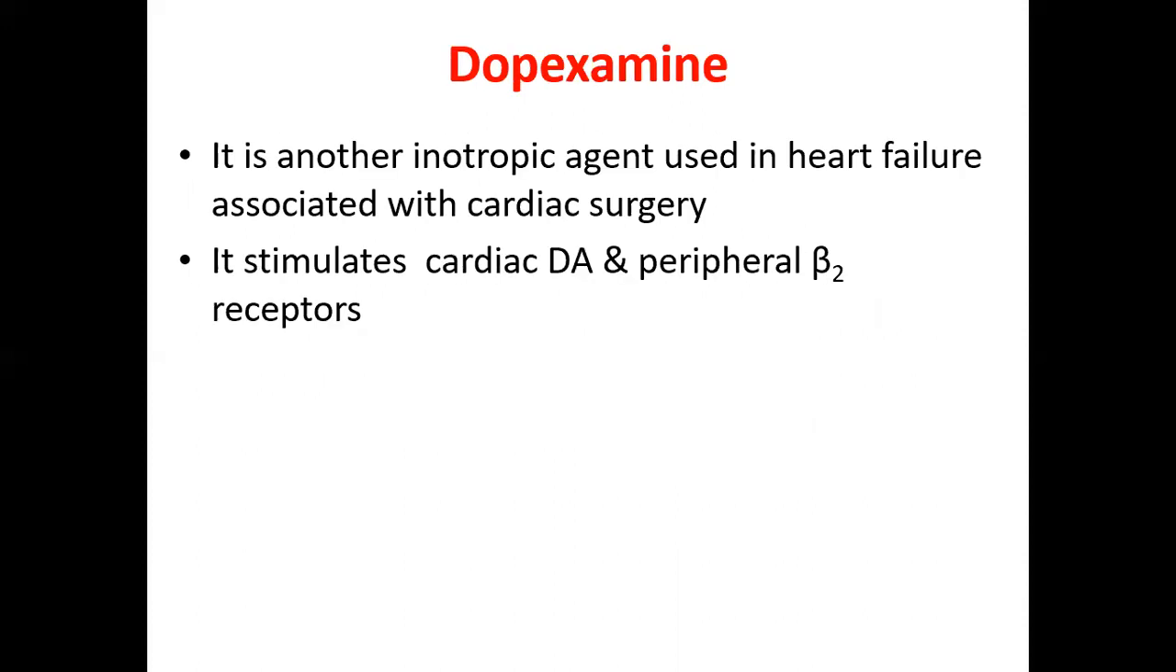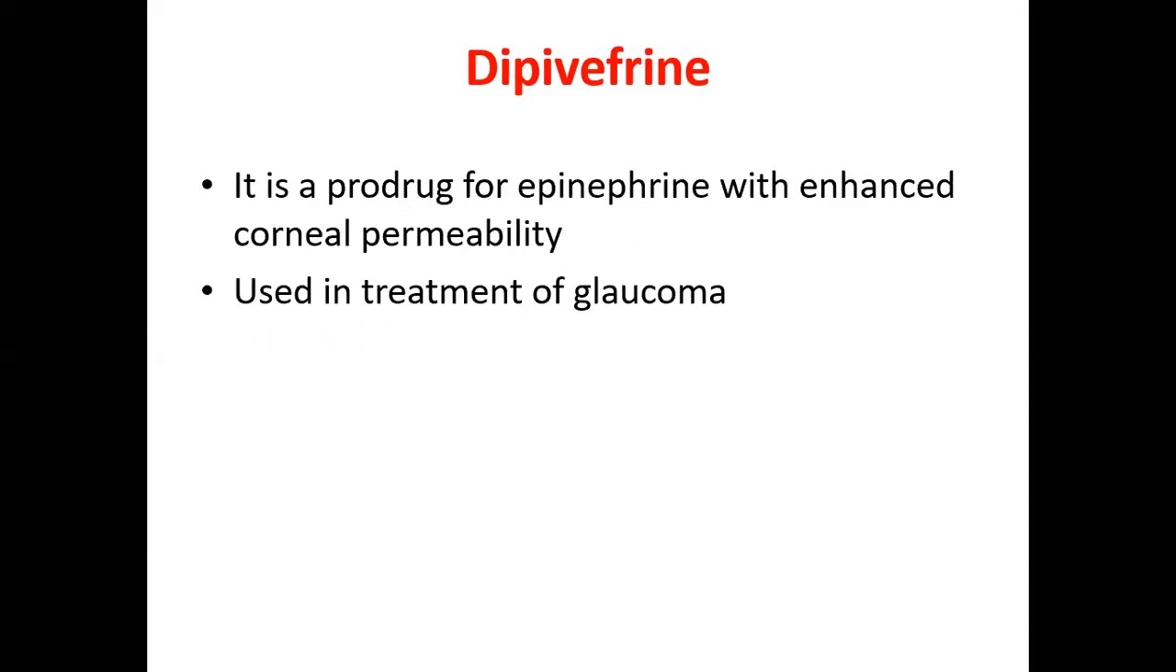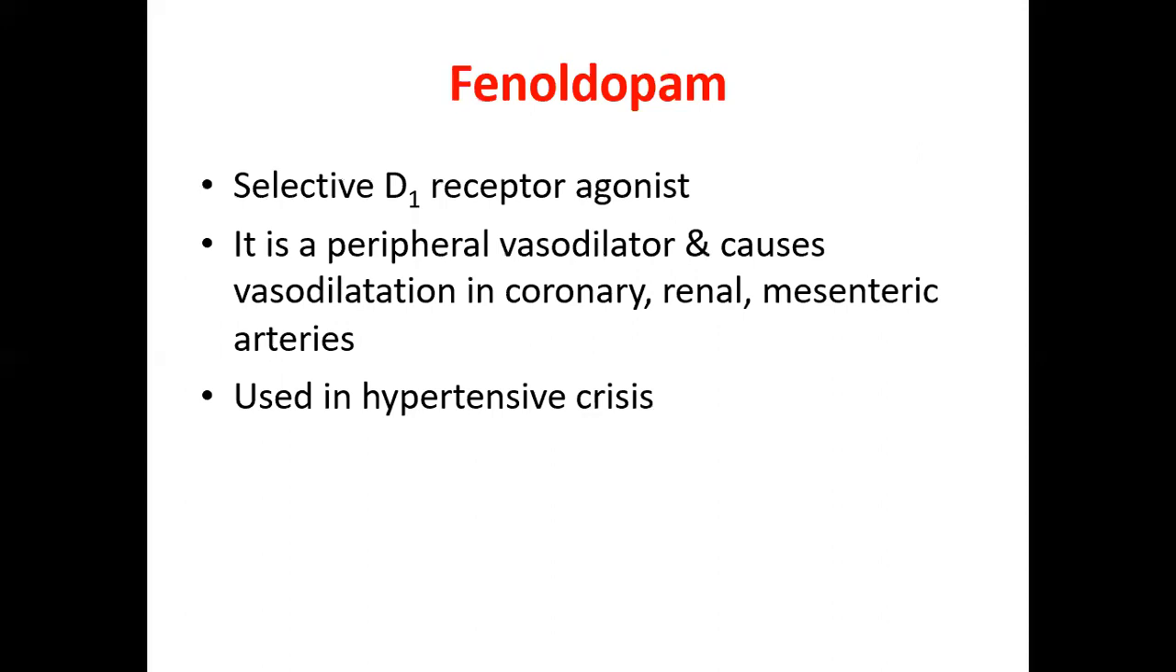Dopexamine is another inotropic agent used in heart failure associated with cardiac surgery. It stimulates cardiac dopaminergic receptors, and apart from that, it also stimulates peripheral beta 2 receptors. Dipivefrine is a prodrug of epinephrine and has enhanced corneal permeability, which is why it is mainly used in the treatment of glaucoma. Fenoldopam is a selective D1 receptor agonist. It is a peripheral vasodilator and causes vasodilatation of coronary, renal as well as mesenteric arteries. It is used in hypertensive crisis.